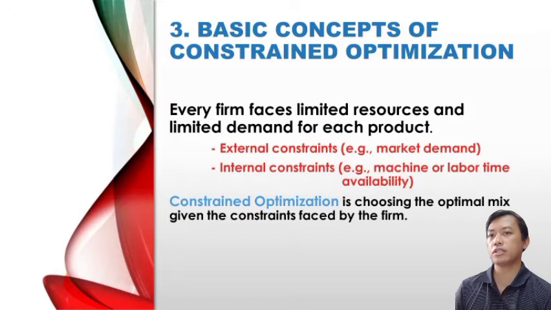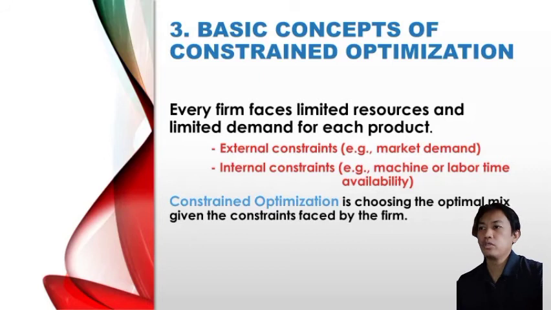So these are the examples, the external constraint and the internal constraints. The external constraint example is the market demand. The internal constraint example is the machine or the level of time availability. So constraint optimization is choosing the optimal mix given the constraints faced by the firm. It is one of the fundamental tools in economics and in real life.